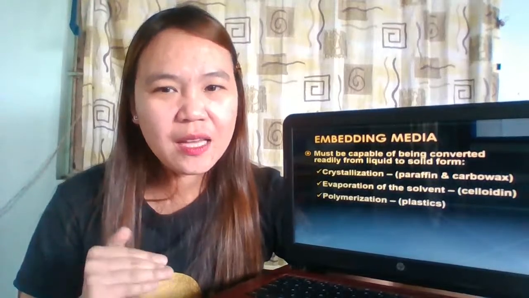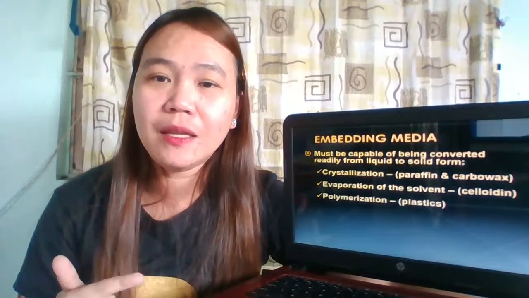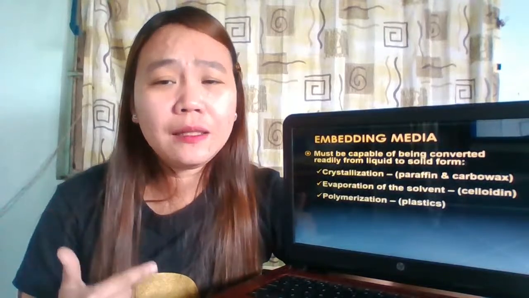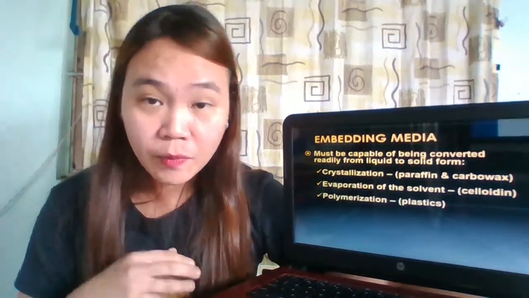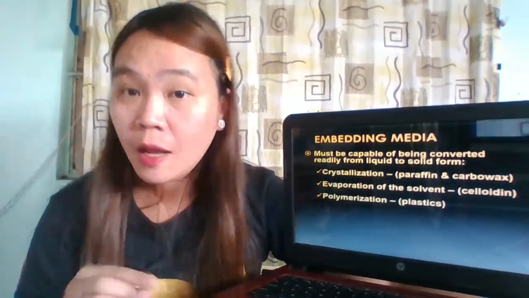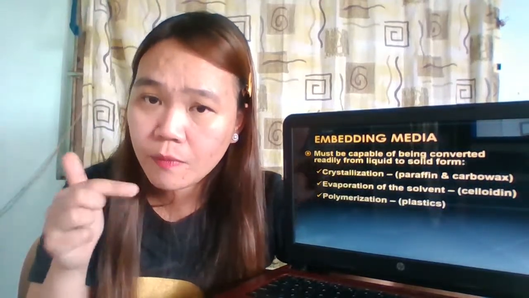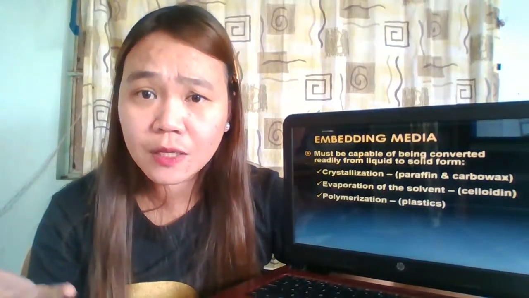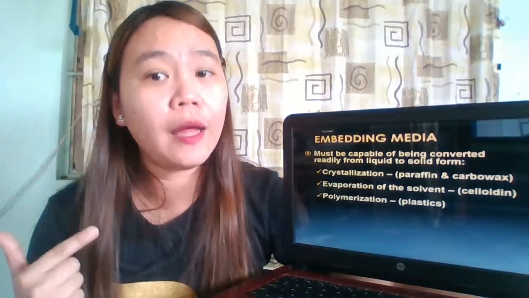Why is the solid form important? Again, the solid form of your embedding media is important during embedding. Just like what I mentioned, what is the other name of embedding? It's blocking, from the word block. Ice cube, like a cube, right? You have to be able to produce a block at the end of the embedding process. How are you going to do that if it's not convertible to solid?